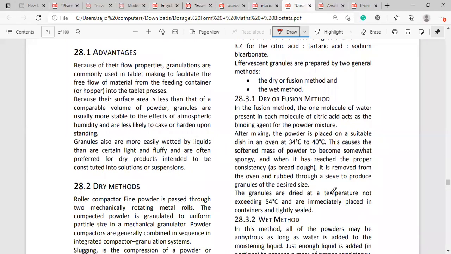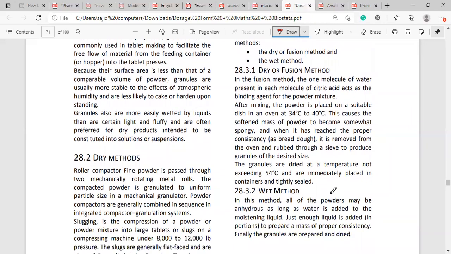After mixing, the powder is placed on a suitable dish in an oven at 34 to 40 degrees centigrade. This causes the softened mass of powder to become somewhat spongy, and when it has reached the proper consistency, like bread dough, it is removed from the oven and rubbed through a sieve to produce granules of the desired size. The granules are dried at a temperature not exceeding 54 degrees centigrade and are immediately placed in containers and tightly sealed. This is the dry fusion method, students, in which there is no addition of any liquid.